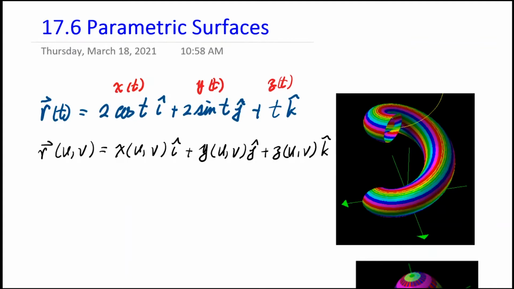So in this particular case, our vector function was, okay, I'm gonna write it like this. Here is cosine u i vector, and then sine u j vector, and then here's u.